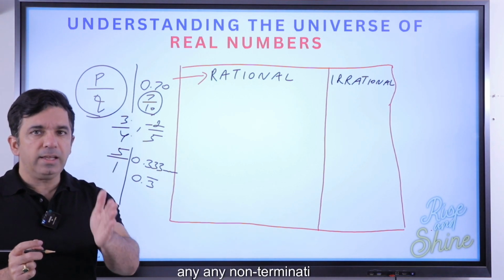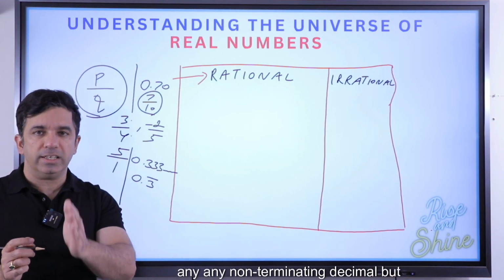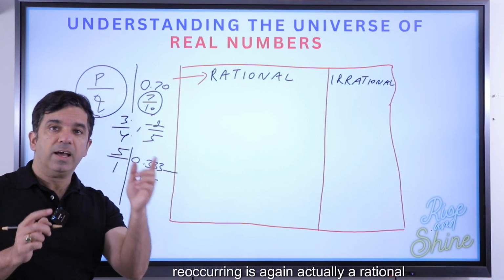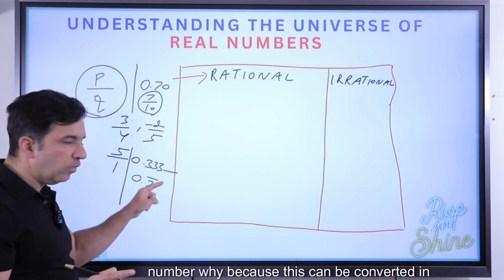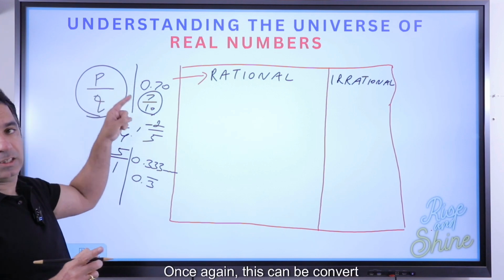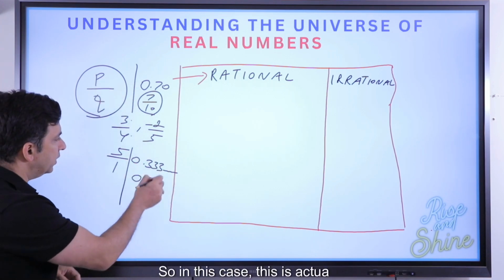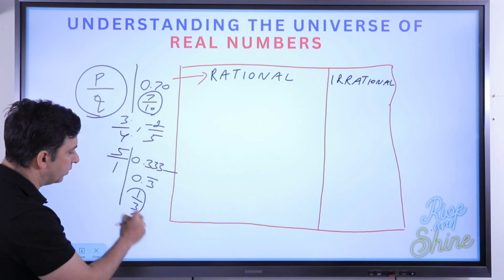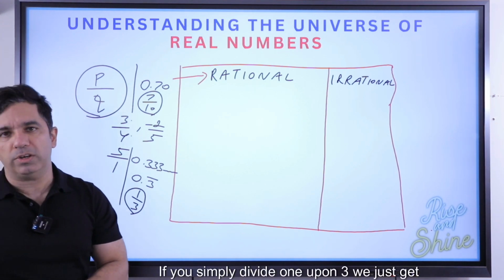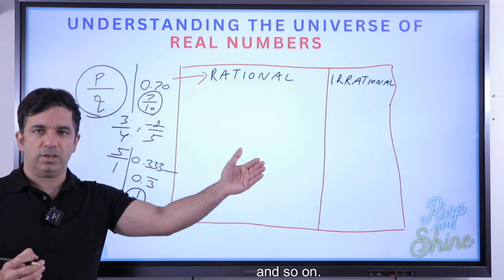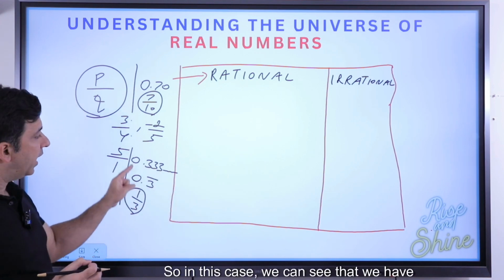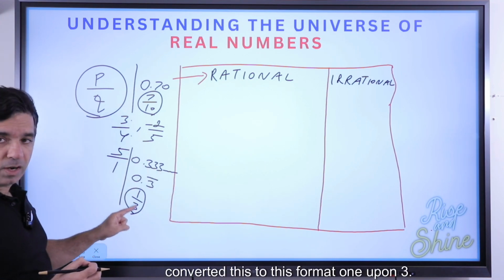So this means that any non-terminating decimal but reoccurring is again a rational number. Why? Because this can be converted in this format once again. In this case, this is actually 1 upon 3. If you simply divide 1 upon 3, we'll get this fraction of 0.333 and so on. So in this case, we can see that we have converted this to this format, 1 upon 3.